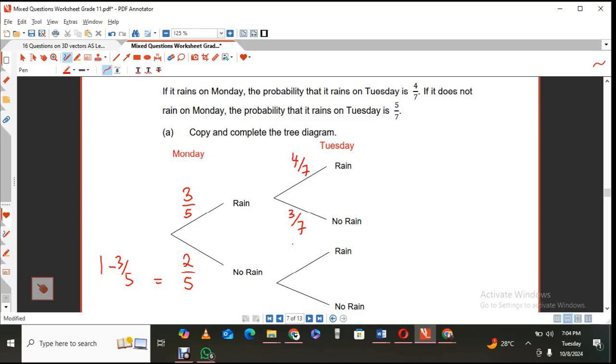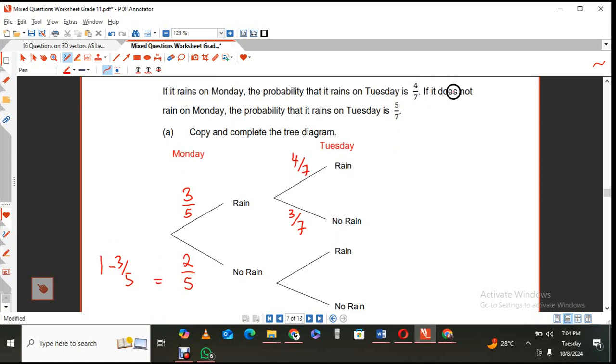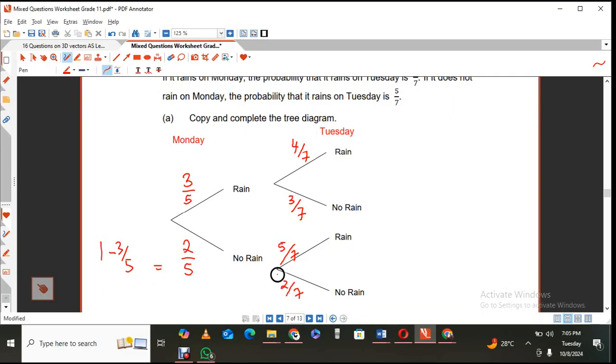And then, if it does not rain on a Monday, the probability that it rains on a Tuesday, so this one over here, becomes 5 upon 7. That then definitely means that if this one here is 5 over 7, then this one here will be 2 over 7. So we have actually completed that.